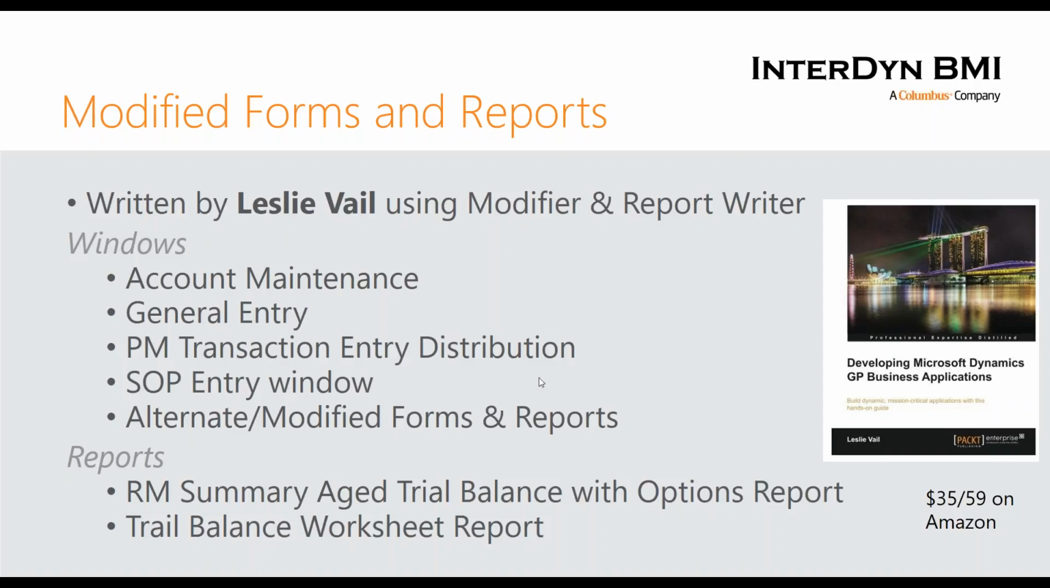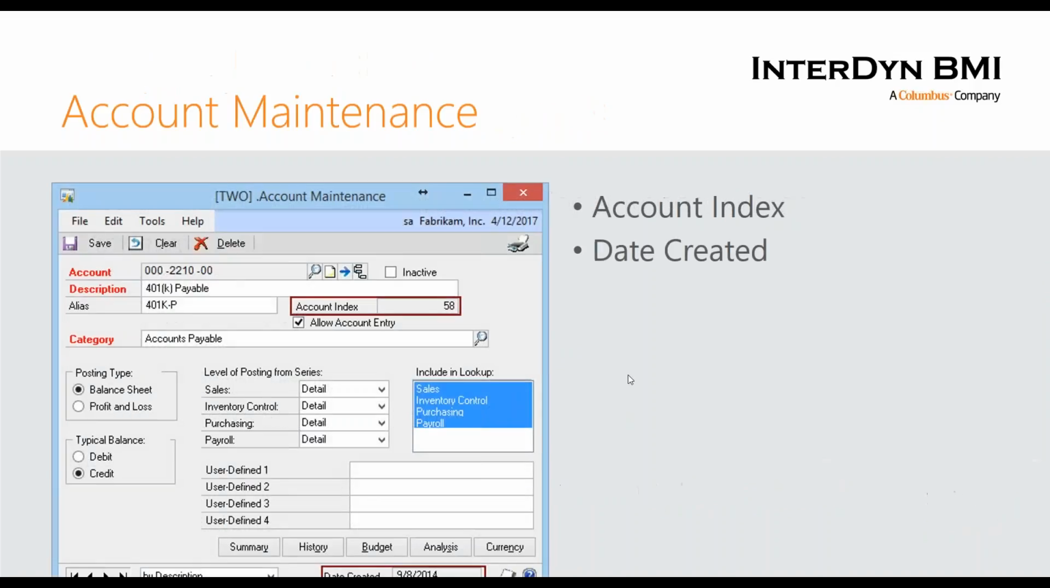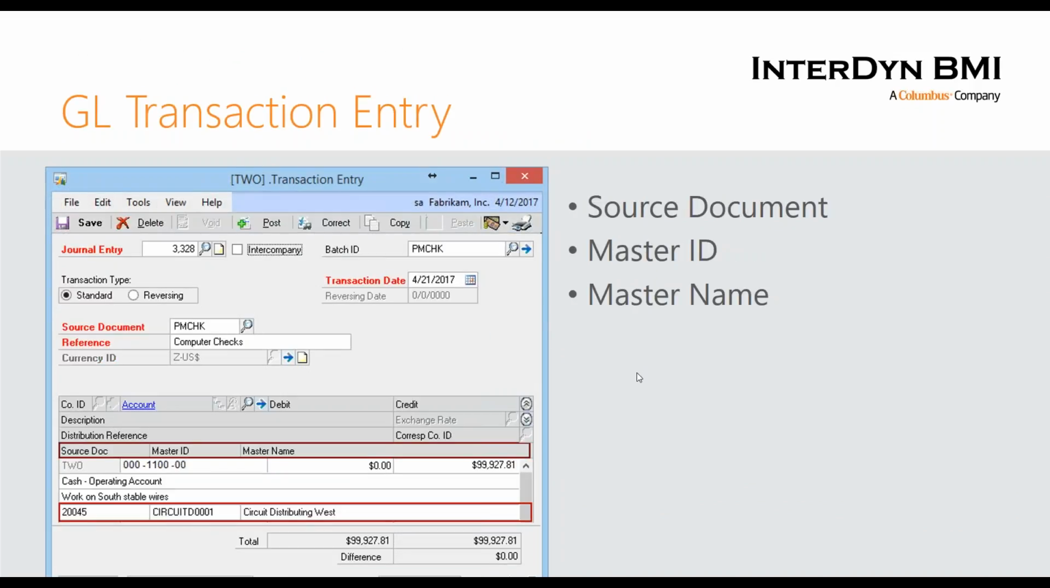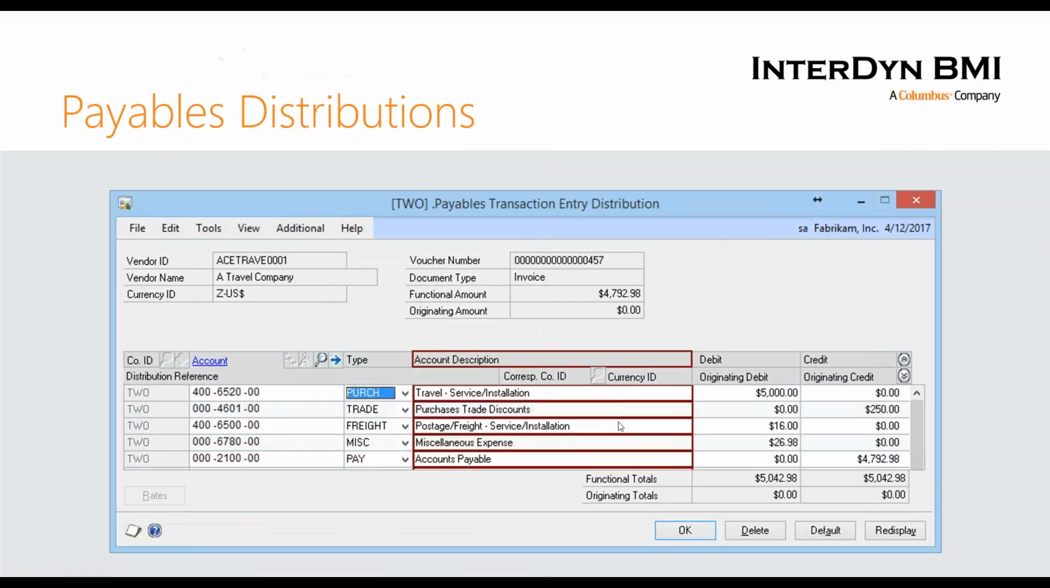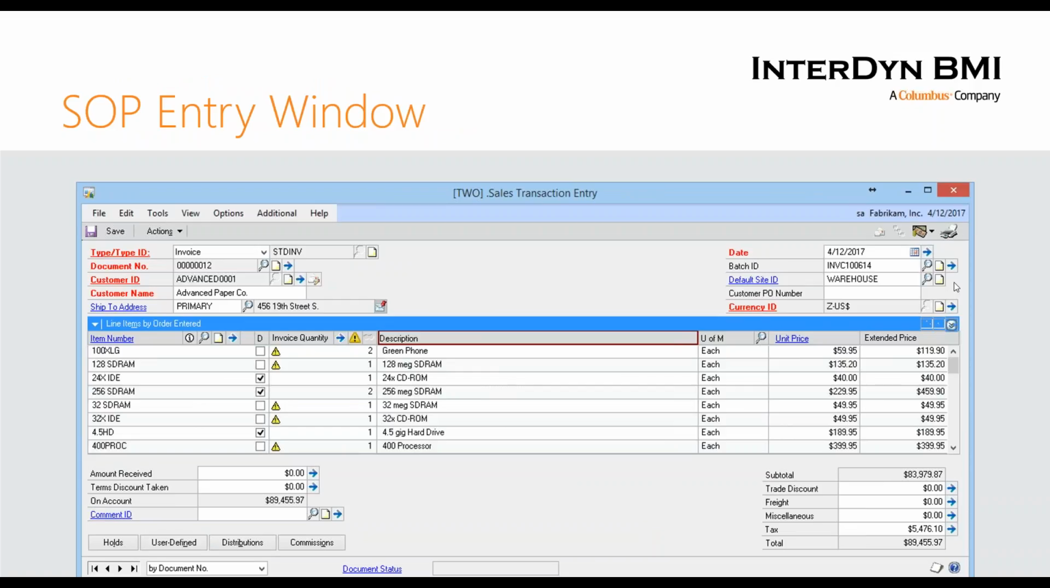Here are just some of them, and I'm going to show you windows of some of those products and results. Here's one that she's done on account maintenance. It shows the date created and added an account index. Here is the GL transaction entry, where you can see the source document, master ID, and master name down here towards the middle. Here's another one for Payables Distribution, which gets complicated. You want to put it in, but get it put into the right account. And I think this is the last one, the sales order process entry window, where she's made modifications. All of these are explained as how-tos through her book. If you like what you see there, get on Amazon and get that ordered today.